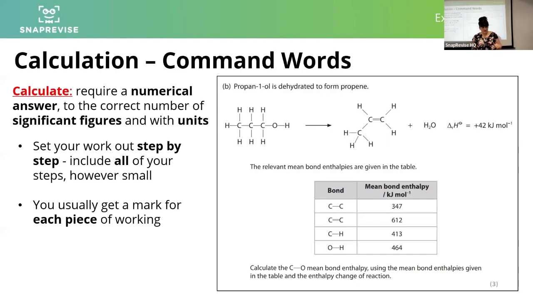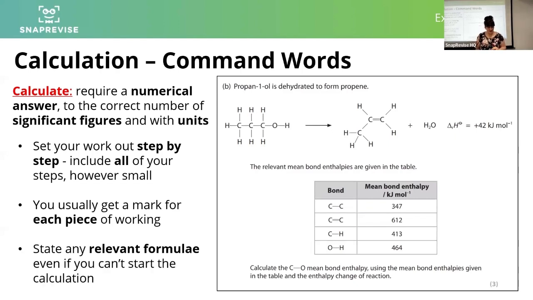You usually get a mark for each piece of working and state any relevant formula, even if you can't start the calculation, because if it's a formula that needs to be recalled, often there's a mark for it. For example, in KC questions or KP questions, just stating the KP formula, if it hasn't been given to you, will get you the mark because you've written a correct formula, for example.